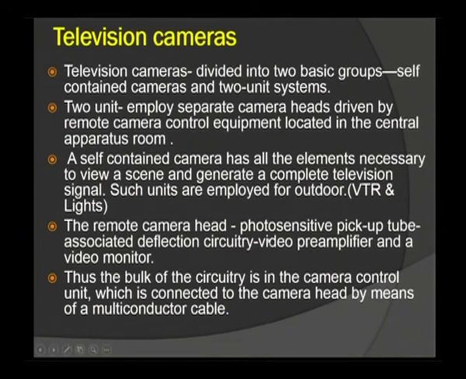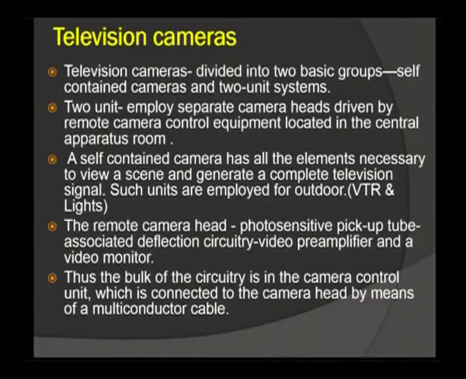There the controlling of all the captured images will be done from a remote camera head, that is, photo sensitivity, pickup tube, associated deflection circuitry, video preamplifier, everything will be in a separate unit, and only the focusing part will be in another unit. Thus, the bulk of the circuitry is in the camera control unit, which is connected to the camera head by means of a multicore cable. So, all the necessary bulk circuitry will be in the camera control room. It is not with unit 1. Unit 2 will have all the circuitry elements, but unit 1 will have only the picture details.